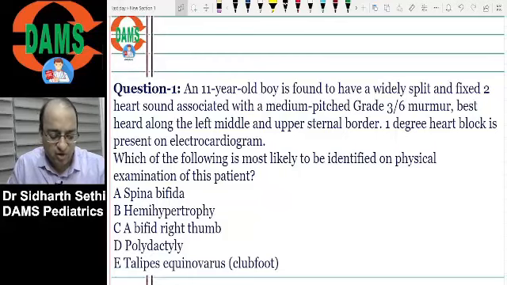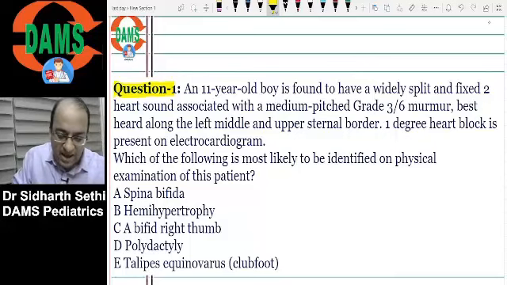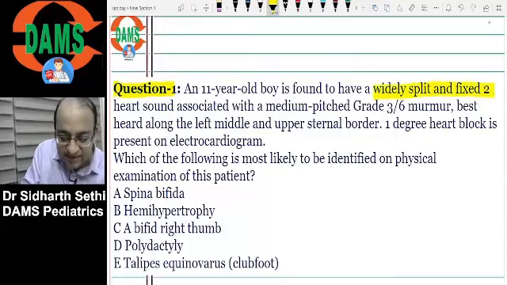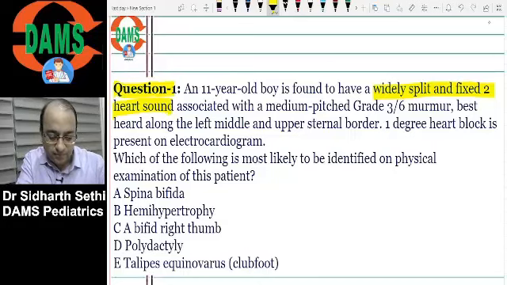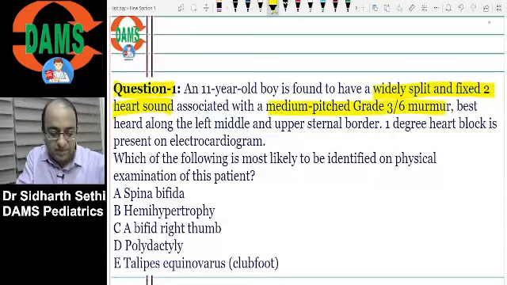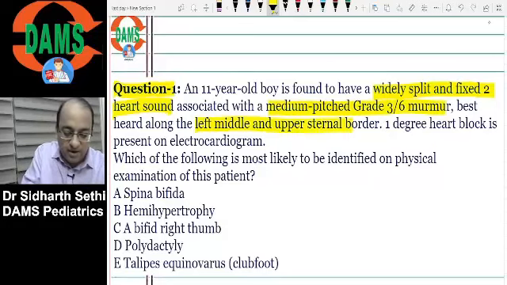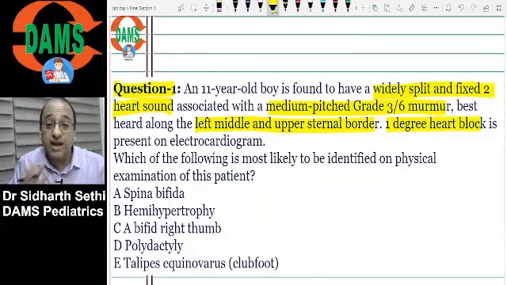And the first question is of an 11-year-old boy. An 11-year-old boy has a wide and fixed second heart sound. He has a grade 3 murmur on the left middle and upper sternal border, and he also has a first degree heart block. So all of you, what is your diagnosis first, and then we'll talk about the association of this disease.